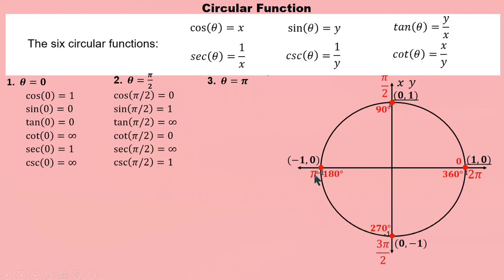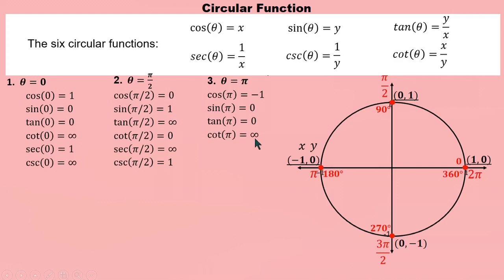Pi or 180 degrees has coordinates -1, 0. X is -1 while y is 0. Thus, cosine pi is equal to -1, the x value. Sine pi is equal to 0, the y value. Tangent pi is equal to 0, y over x or 0 over -1, and that is equal to 0.